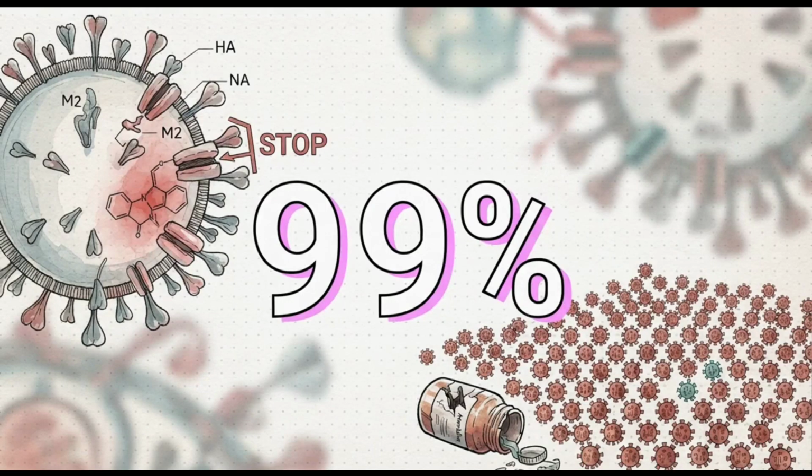Now, you might be wondering about some older drugs, right? Like amantadine, which was originally designed to block that M2 uncoating channel we talked about earlier. Well, thanks to the sheer evolutionary prowess of this virus, a staggering 99% of current circulating influenza A strains are completely resistant to it. 99%. Amantadine is virtually obsolete today.